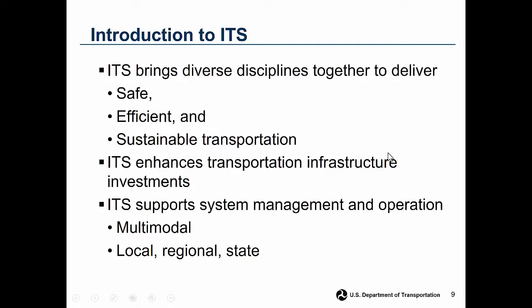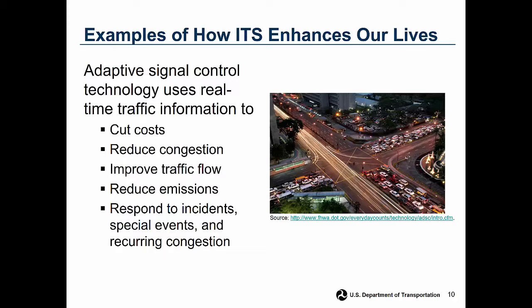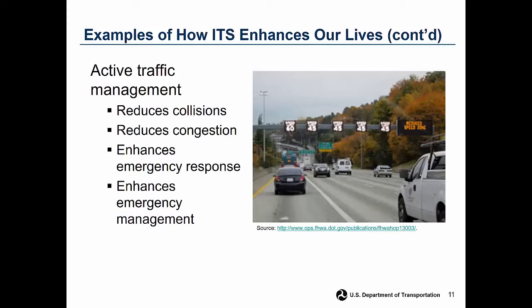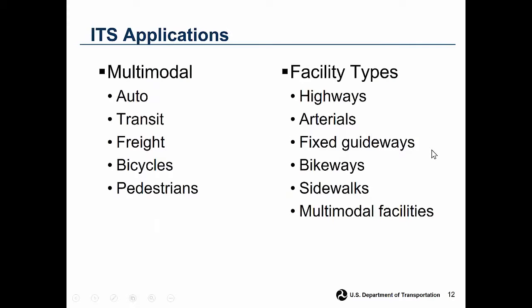Again, the idea is not necessarily to replace capacity enhancement, but rather to make it more effective. So we'll talk about things like adaptive signal control. We'll talk about things like active traffic management. There are examples of all of this here in Virginia that we'll discuss this semester. It does include multiple modes, multiple types of facilities, whether we're talking arterials, highways, transit, etc.